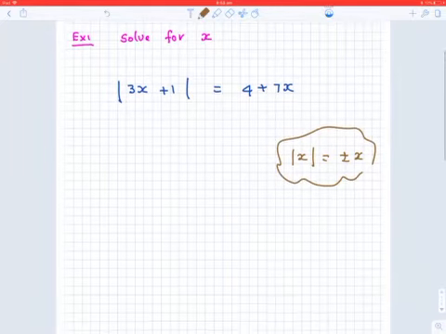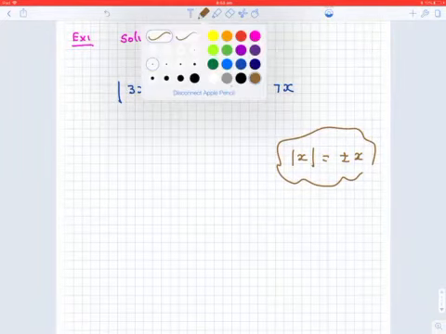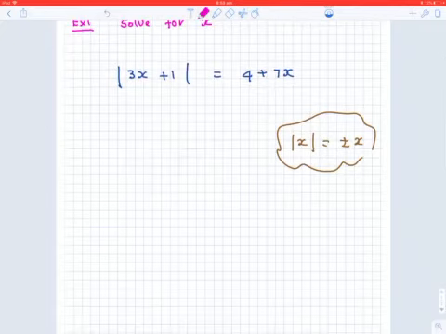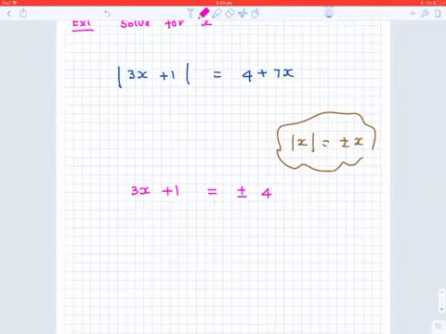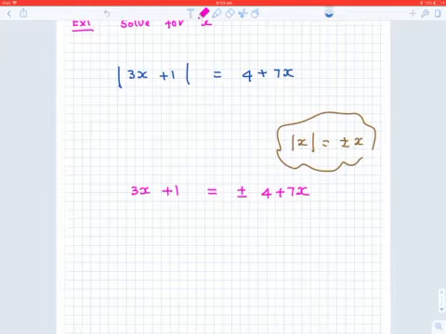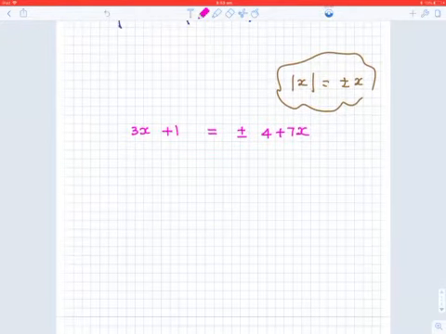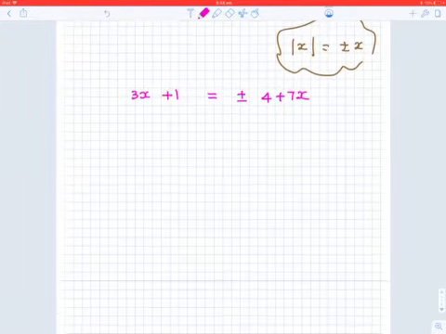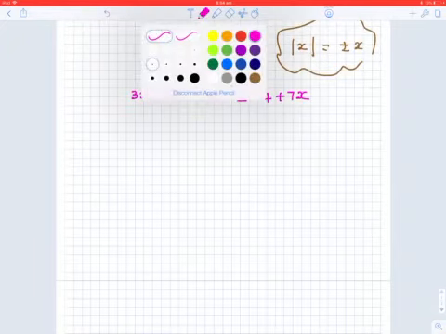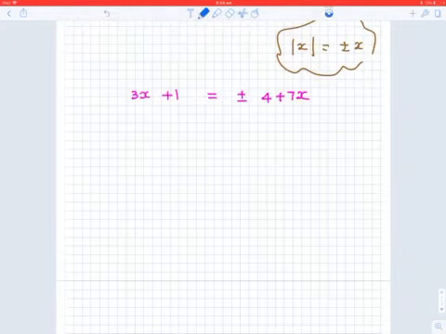Okay, we have seen the definition: absolute value of x is nothing but plus or minus x. So we're going to use this scenario. If I do that, my question becomes 3x plus 1 equals plus or minus 4 plus 7x. Okay, so now the one equation becomes two.